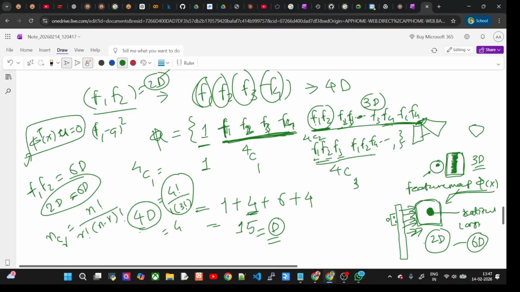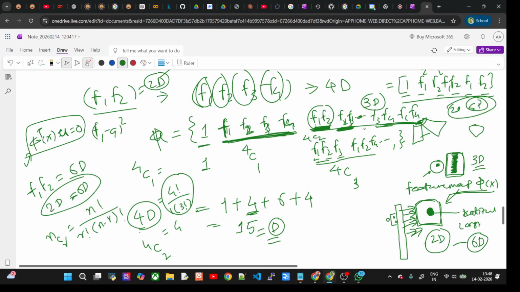The same way 4c2, because f1 f2 I am getting. Earlier, for the two dimensions, to convert it to 6 dimensions, I mentioned f1 square, f2 square, then f1 f2, then f1 and then f2. That is 1, 2, 3, 4, 5, 6, these 6 dimensions, from 2D to 6D.